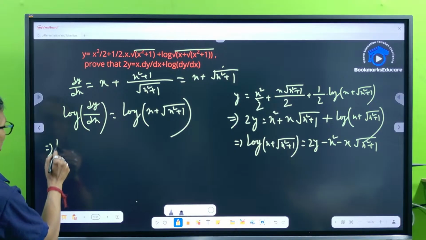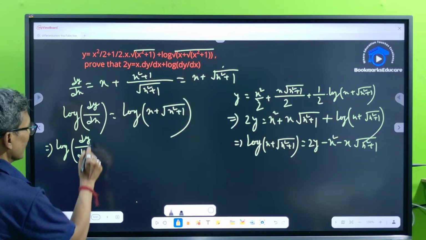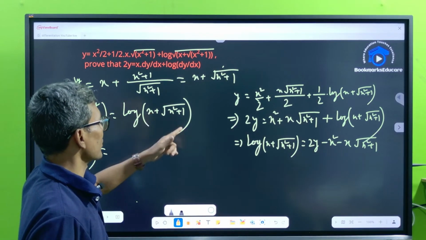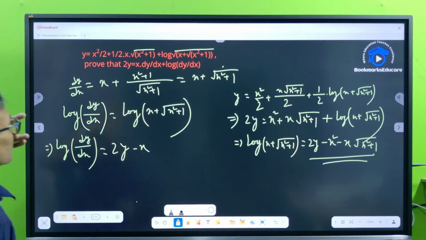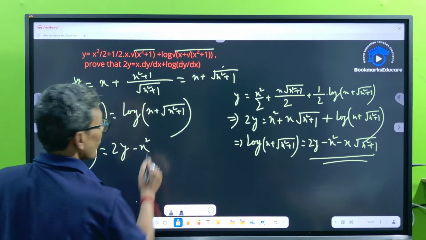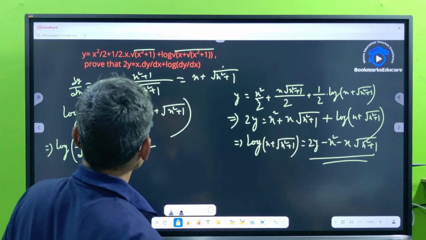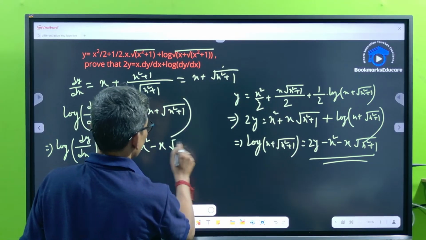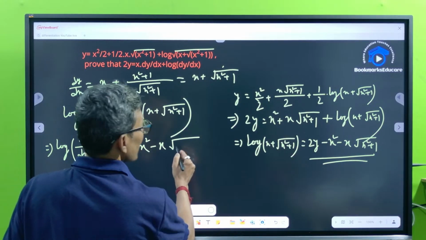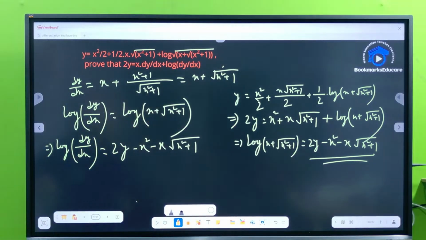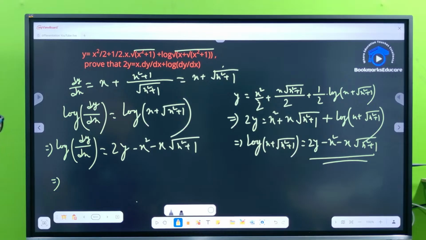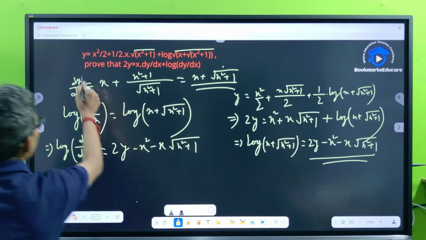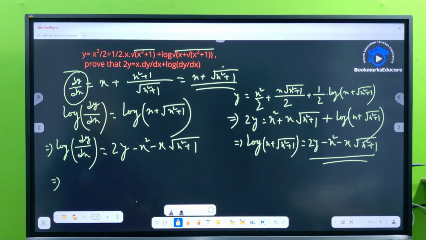Okay, so log of dy by dx is equal to, instead of log of x plus root over x square plus 1, we can put this portion 2y minus x square. So dy by dx, okay, so dy by dx.